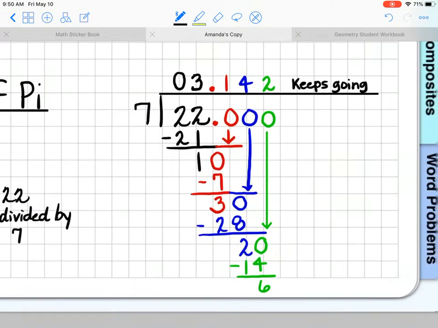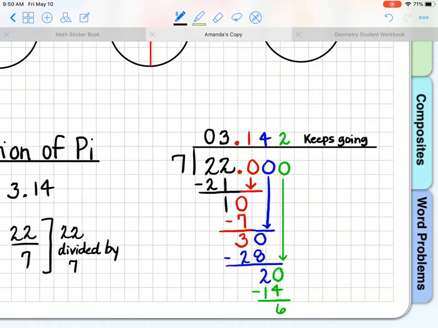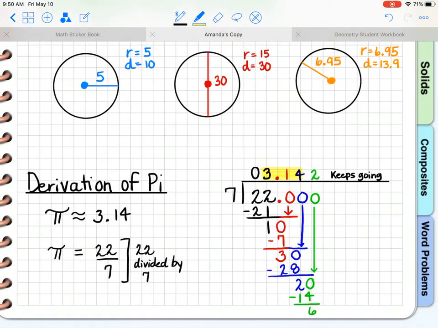But do you see in this particular problem where pi comes from? The 3.14 is right here. And it's not 3.15 because that 2 there is not big enough to round up. So for us, we're going to say that pi is approximately 3.14 because it's not an actual finishing, terminating decimal.